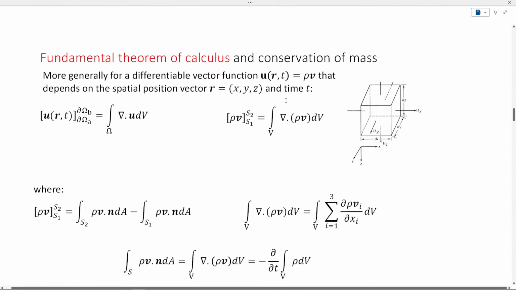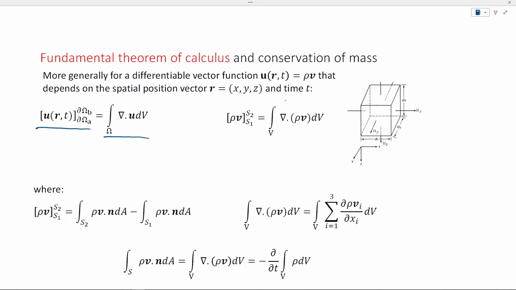Do you remember we have this fundamental theorem of calculus? Basically it tells you this is your surface integral and this is your volume integral. So it's telling you what is entering through this surface and leaving through this surface, the net flux through the surface, let's say S1 and S2, is equal to the change in flux inside this volume, inside your control volume. That flux through the surface is equal to the change of flux through the volume.